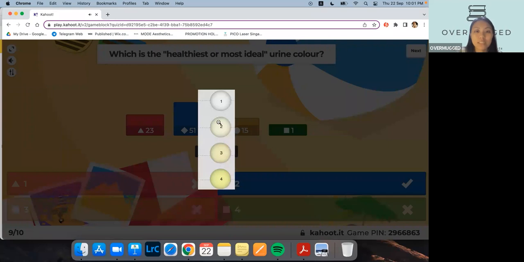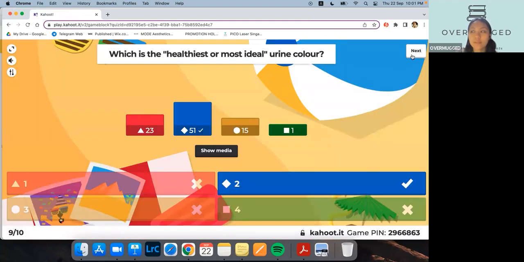Show the media, it is two. Honestly this is not anything bad, but this is the healthiest. One is overly hydrated, this one is well hydrated. Okay.